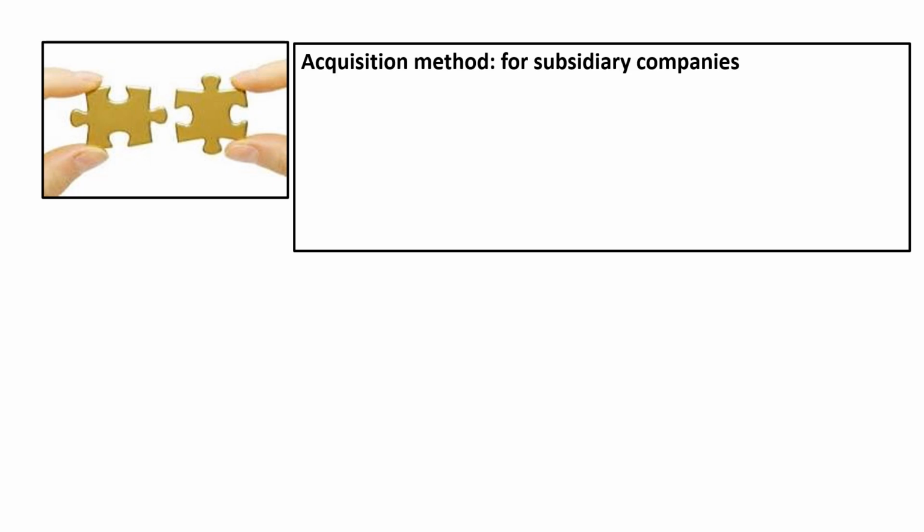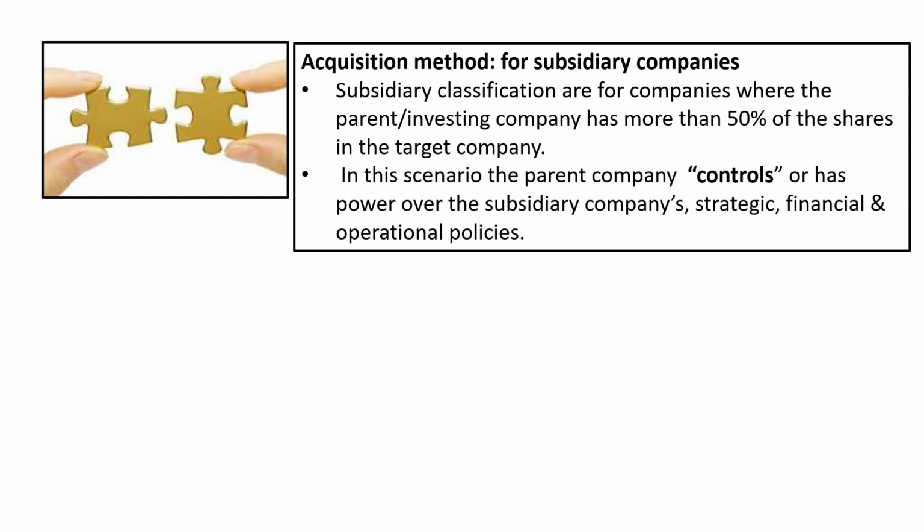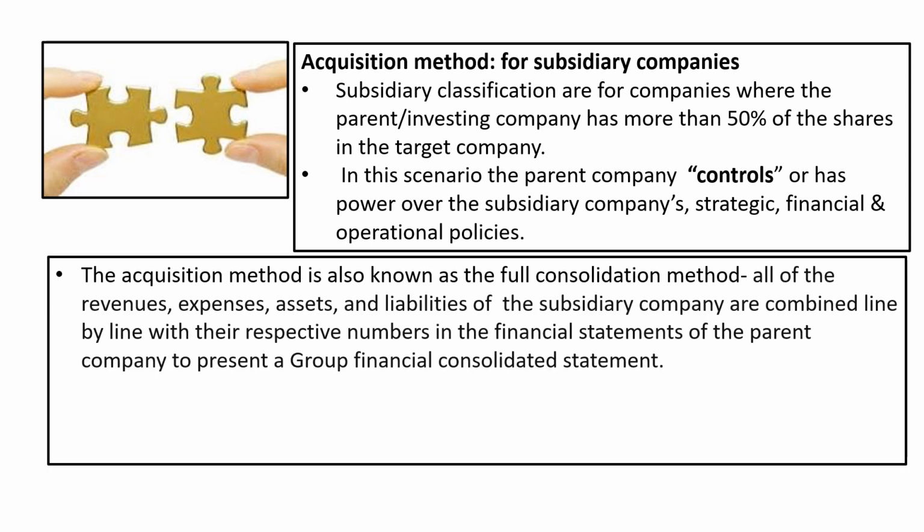The acquisition method is used for companies classified as subsidiary companies. The subsidiary classification is for companies where the parent or investing company has more than 50% of the shares in the target company. In this scenario, the parent company controls or has power over the subsidiary company's strategic, financial, and operational policies.